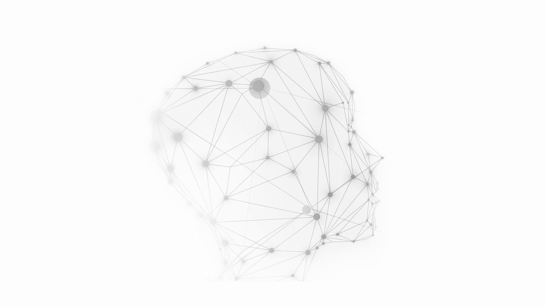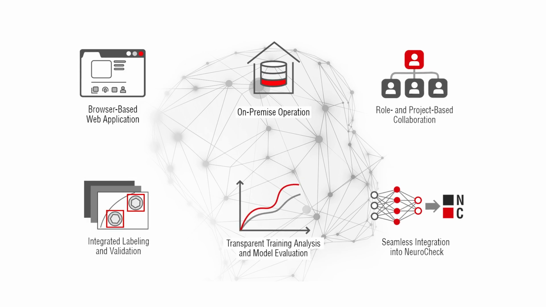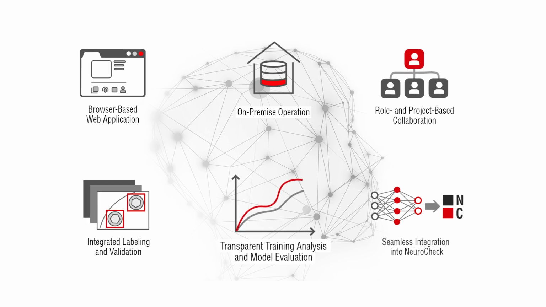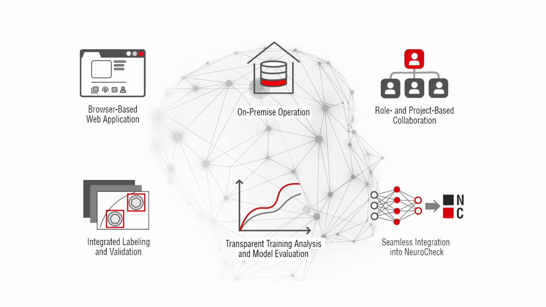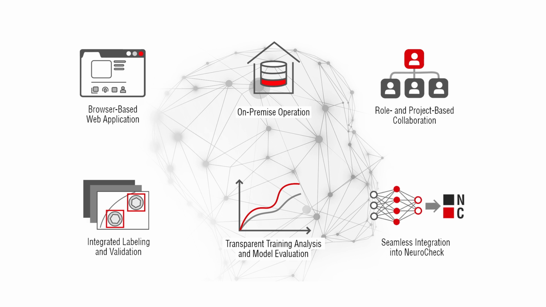This video provides an introduction to NeuroCheck's Deep Learning Toolkit. The software is a standalone tool for managing your AI projects, labeling image data, and training AI networks. The AI networks generated with this tool can be seamlessly integrated into NeuroCheck programs and combined with rule-based algorithms. Let's have a look at how to use the toolkit.